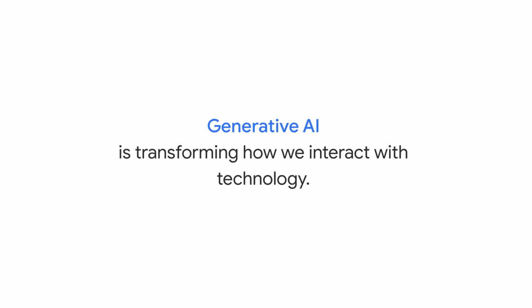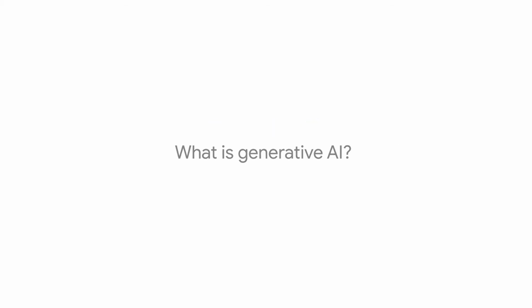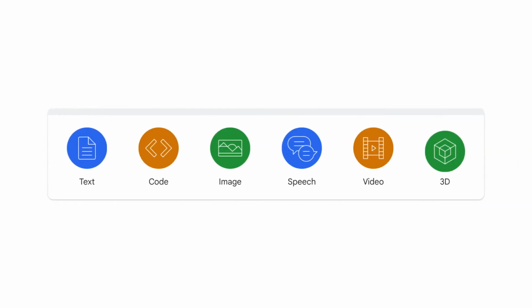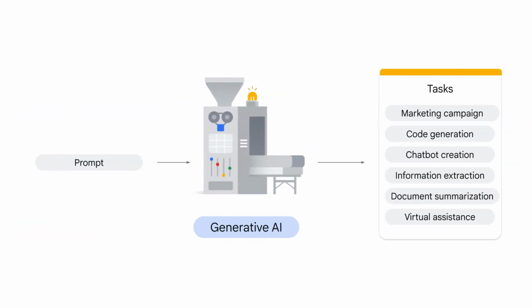Generative AI is transforming how we interact with technology. So what is generative AI? It is a type of artificial intelligence that generates content for you. What kind of content? Well, the generated content can be multimodal, including text, code, images, speech, video, and even 3D. When given a prompt or a request, generative AI can help you with a variety of tasks, such as launching marketing campaigns, generating code, creating chatbots, extracting information, summarizing documents, and providing virtual assistants. And these are just some examples.